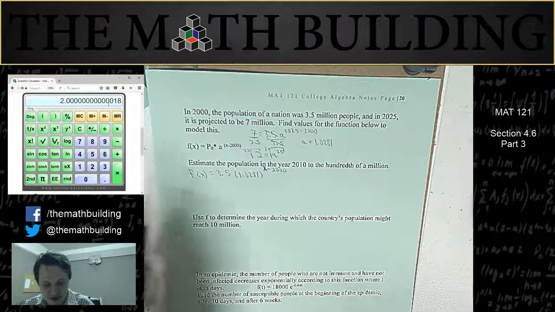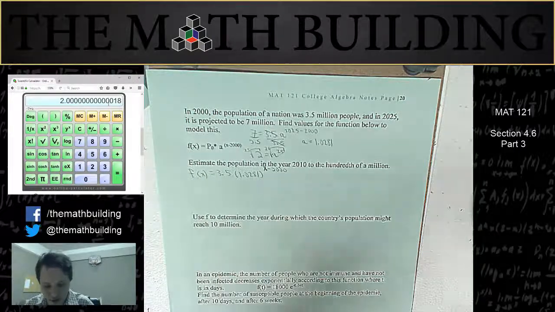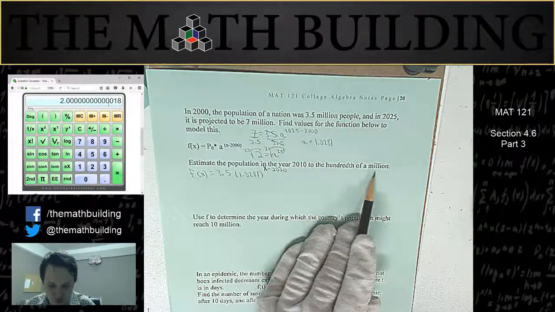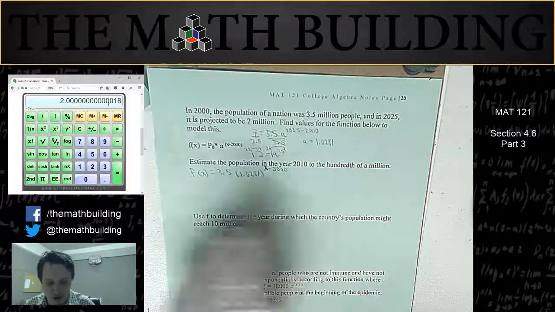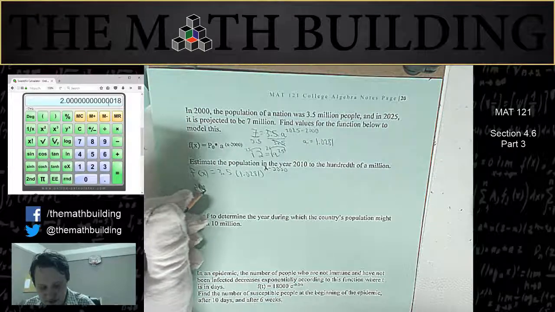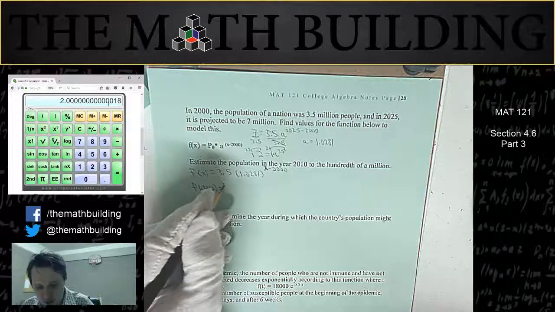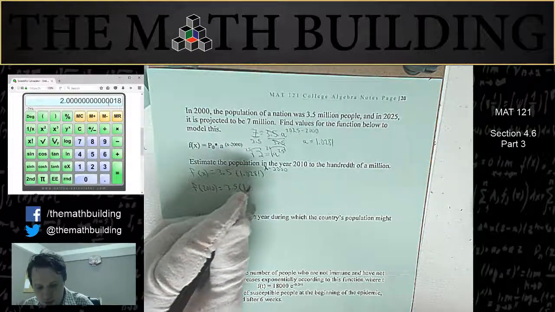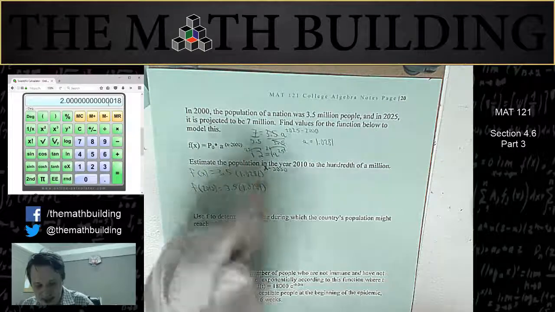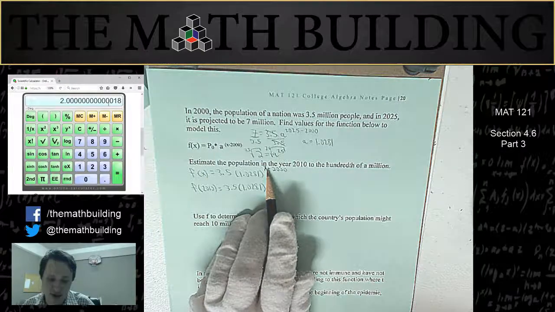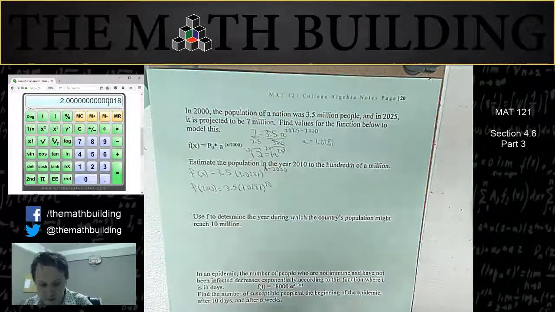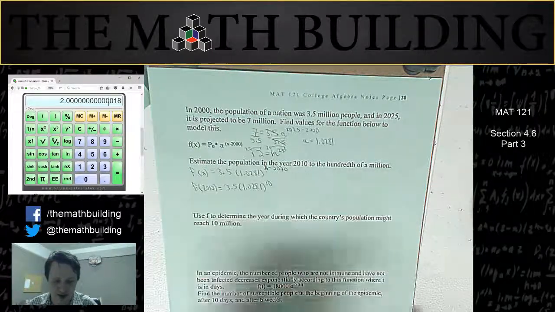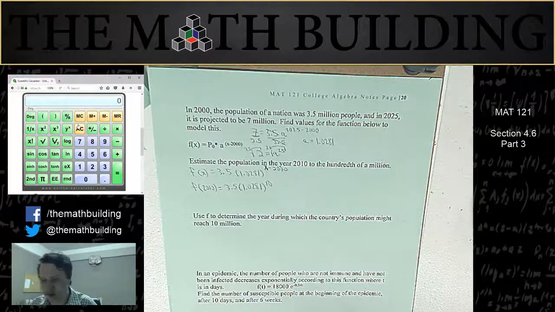Next question says, estimate the population in the year 2010 to the 100th of a million. To do 2010, we just plug in 2010 and solve. So f of 2010 equals 3.5 times 1.0281 to the 2010 minus 2000, which will just be 10. So now it's just a matter of plugging it into the calculator.